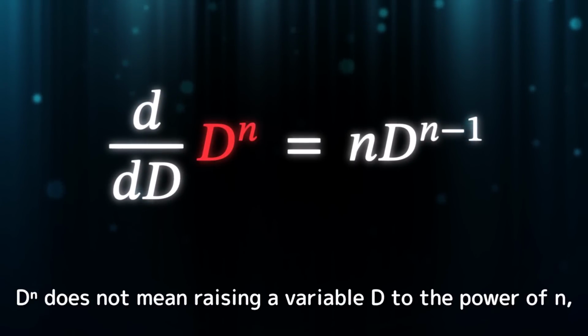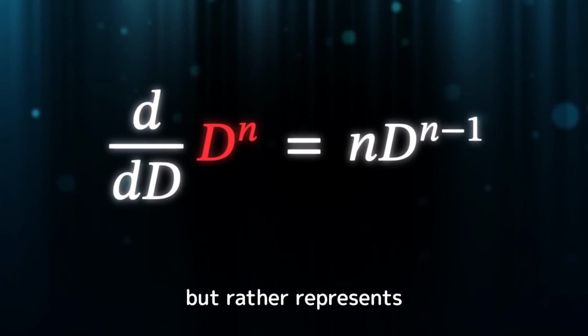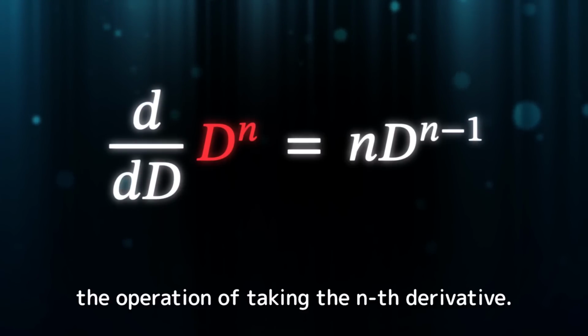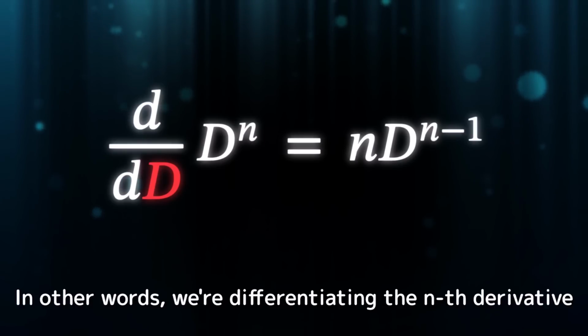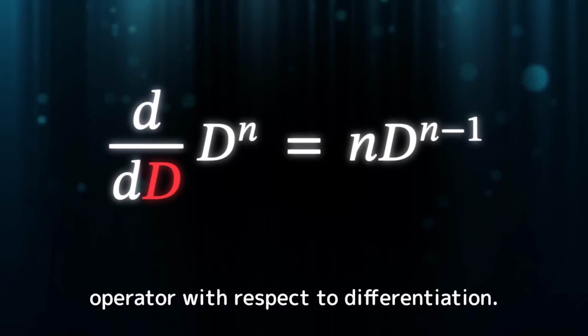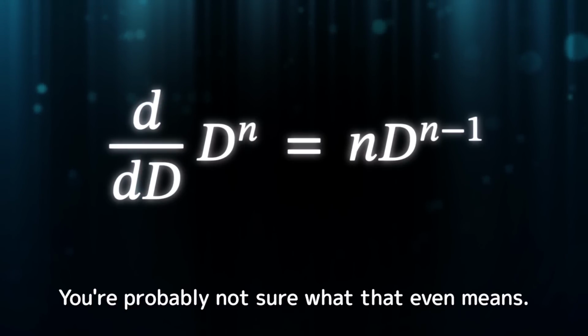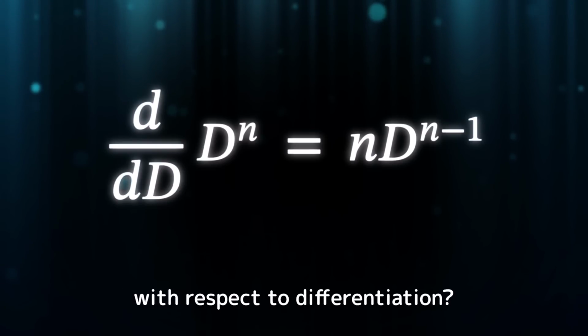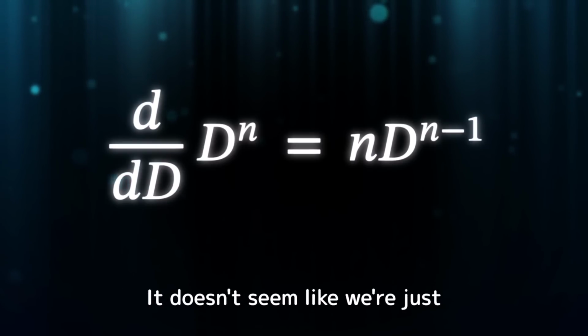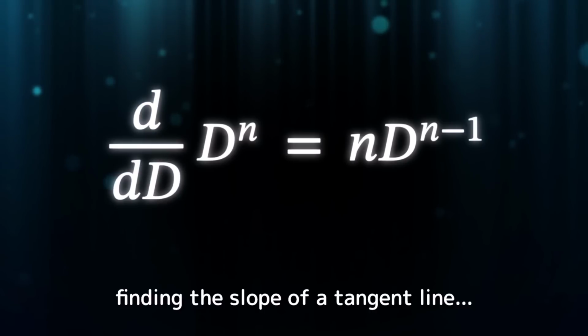D to the n does not mean raising a variable d to the power of n, but rather represents the operation of taking the nth derivative. And here we are differentiating with respect to d. In other words, we're differentiating the nth derivative operator with respect to differentiation. You're probably not sure what that even means. Is this equation actually correct? What does it mean to differentiate with respect to differentiation? It doesn't seem like we're just finding the slope of a tangent line.